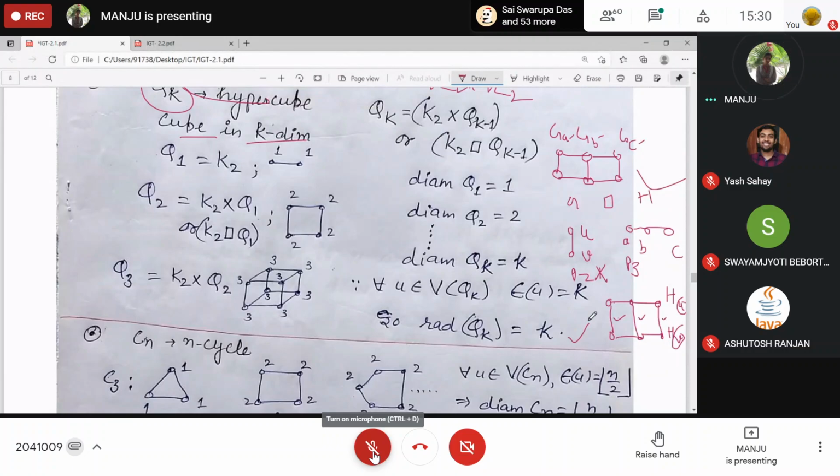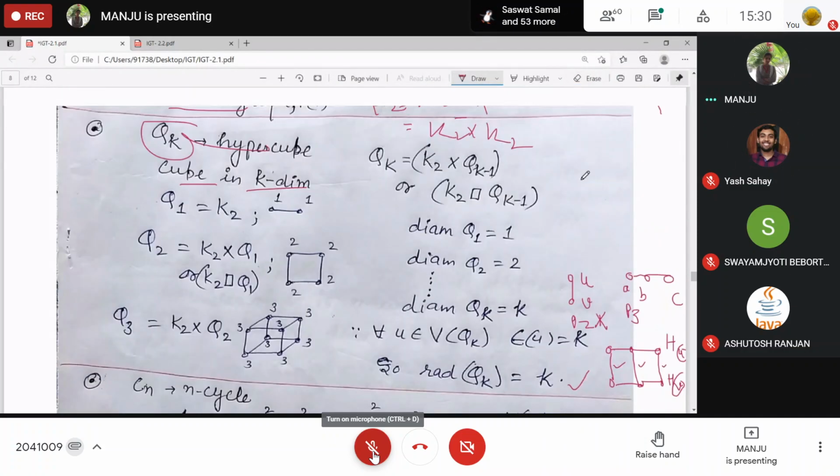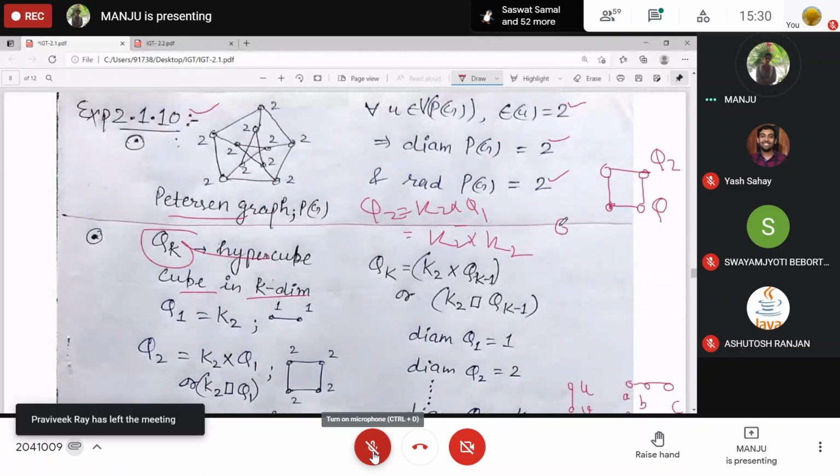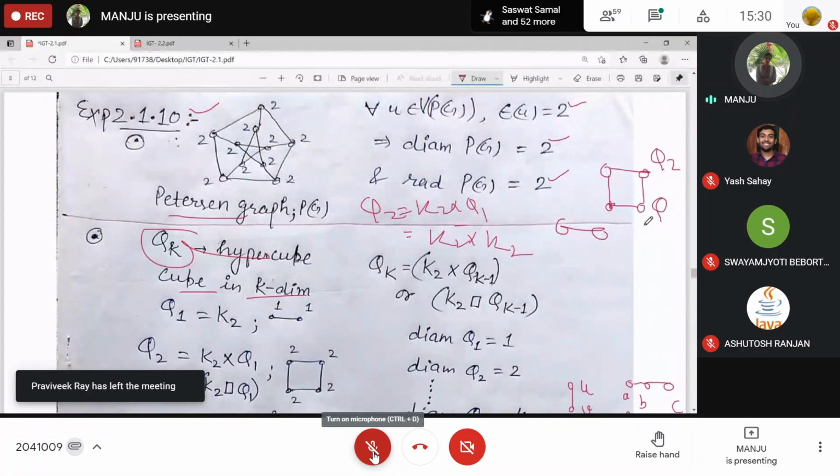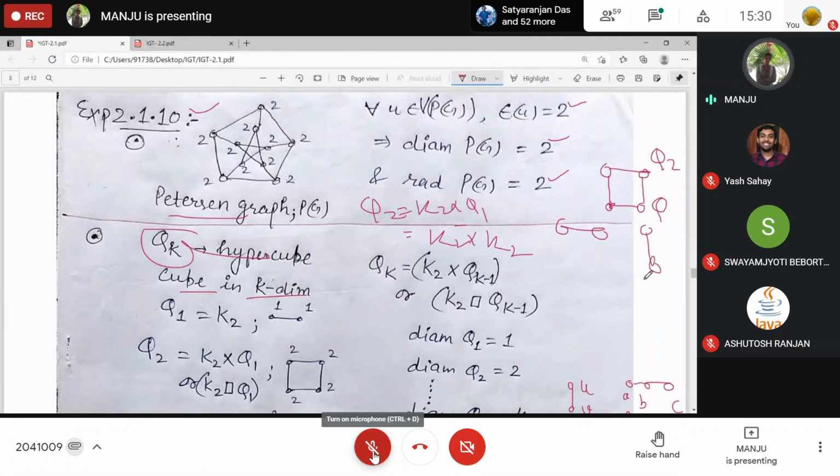Any doubt in finding the product? Now you can easily find K2 cross K2. K2 will be this one, and one more K2 you can write over this one. One copy put over here, one over here. These will be adjacent, right? So this is one copy we have put, and these are adjacent. That's why these are adjacent. So this is Q2, right?